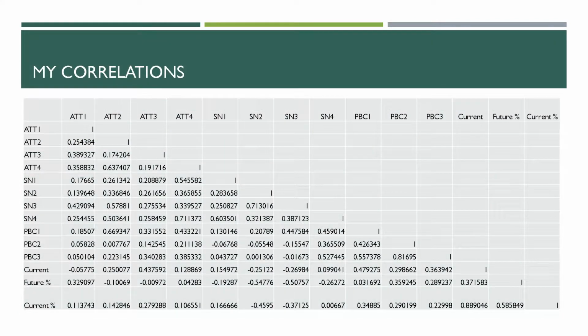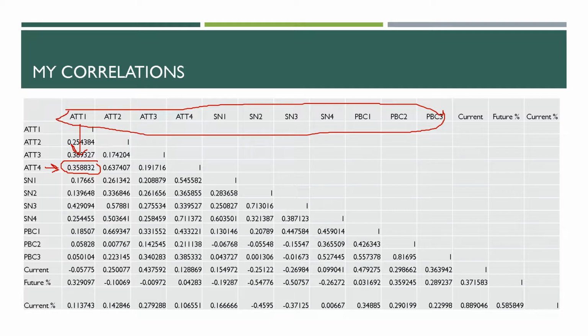So these are my correlations, right? This is the table that you would have seen last time. I made a little bit of a change so that you could read some of the cells differently, but this is what I've done. Just to review, if you look at this box right here, that number is the relationship between attitude 4 and attitude 1. The problem is that we don't care about that. What we're interested in is how all of these things, the attitudes, subjective norms, and perceived behavioral control, relate to people's behaviors.